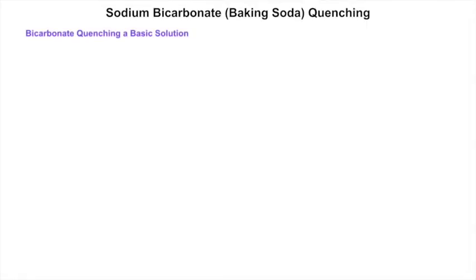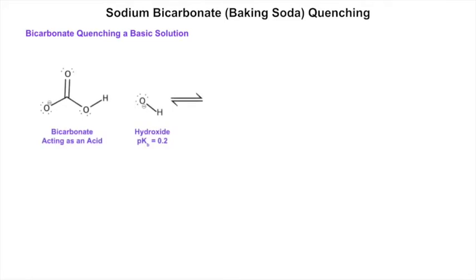When you have a basic solution, you have excess hydroxide, the strong base, and I have the pKb for it here. That's not the pKa, it's pKb. Like pKa's, the lower a pKb, the stronger the base. So this is pretty strong, it's almost 0. This is going to react with our bicarbonate, but in this case the bicarbonate is going to act as an acid, not a base. It does both. It's basic on this end with the O-, and it's acidic on this end. So the hydroxide will deprotonate that and create carbonate.